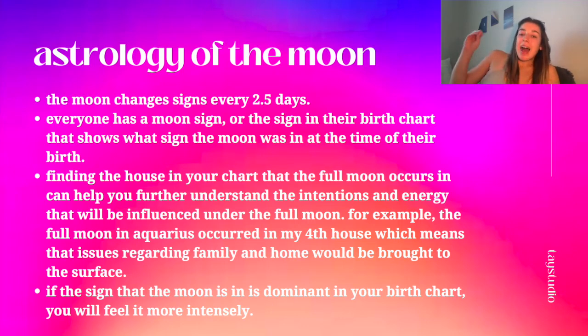So, finding the house in your chart that the full moon occurs in can help you further understand the intentions and energy that will be influenced under the full moon, or the new moon, okay? For example, the full moon in Aquarius occurred in my 4th house. All right, so the full moon was in Aquarius. Aquarius is in my 4th house. So the full moon was occurring in my 4th house. The 4th house, if you don't know, again, go watch my other video, but the 4th house is ruled by Cancer, so it has to do with the home and family. So the full moon in Aquarius occurred in my 4th house, which means that full moon would bring up those issues with family and home.